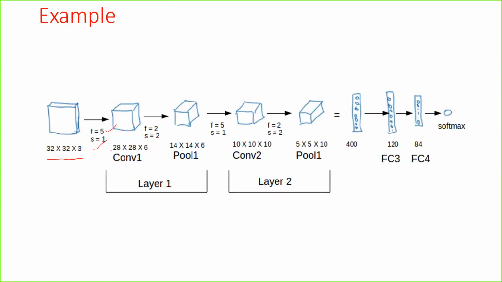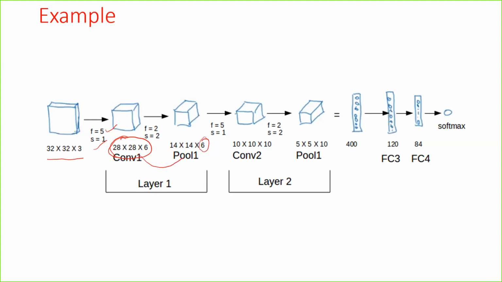So if this is the question to you now, if this is the output image size, can you tell me how many filters we have applied here? What is the number of filters? 6 filters. See, when you apply a pooling operation, the size of the image is reduced to 14 by 14 and the number of channels remains the same.